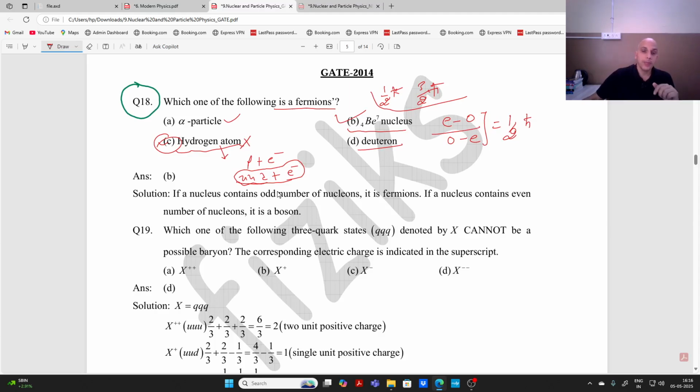So the exact fermion, or the given option that is 100% fermion, it is this one. So this is the correct answer, right? And these others are not fermions, right?